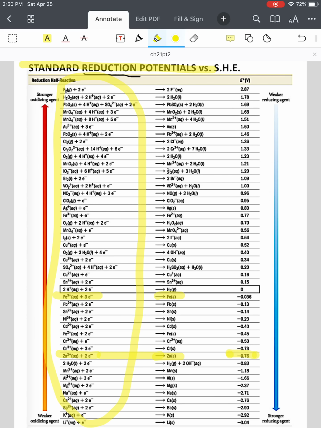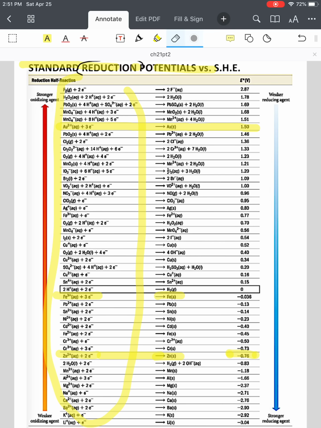But there are also reactions up at the top of this table. All right, let's look at this one. Oh, look, it's gold 3 plus 3 electrons to form gold solid. That has a standard reduction potential of positive 1.5 volts versus the hydrogen electrode, okay? So all this is a table of different reactions. All of them are written as reductions. Don't lose sight of that, okay? Only reductions on this table.